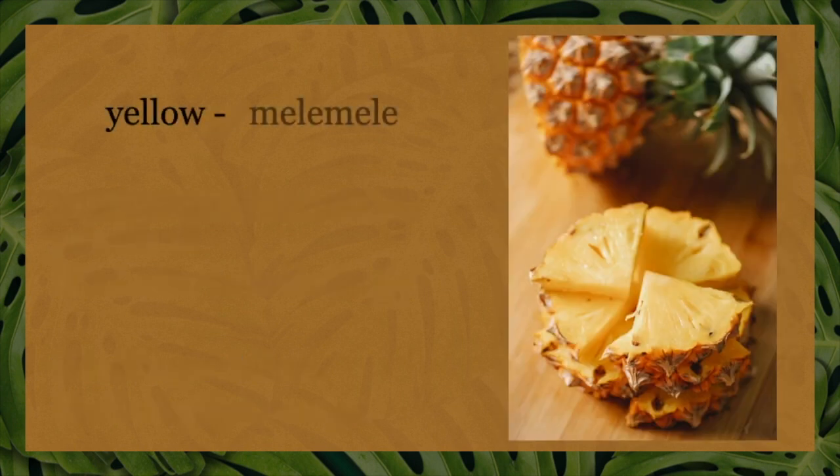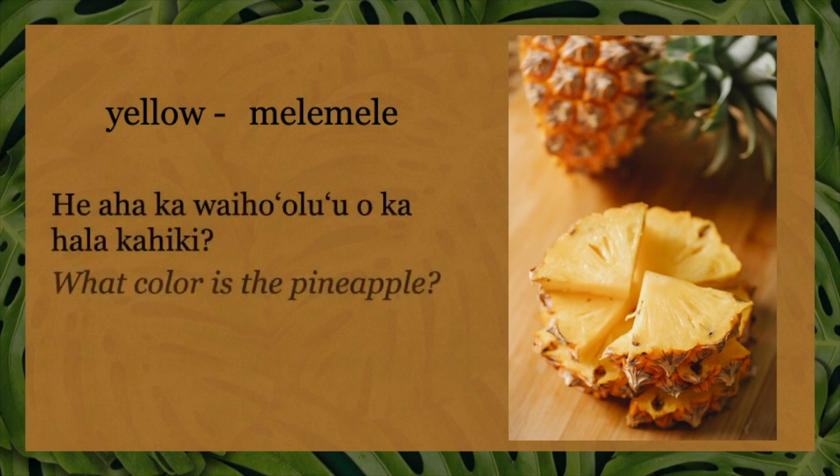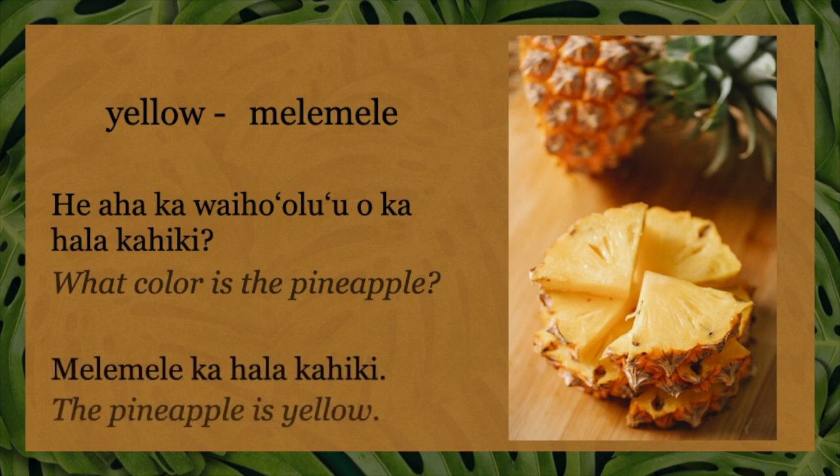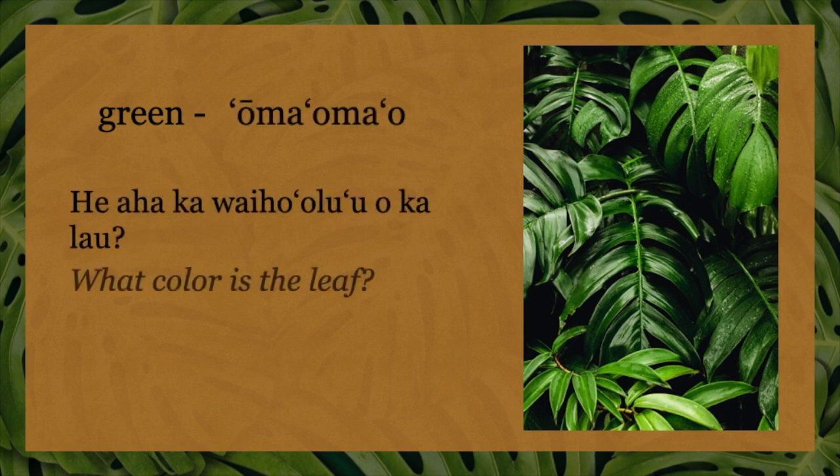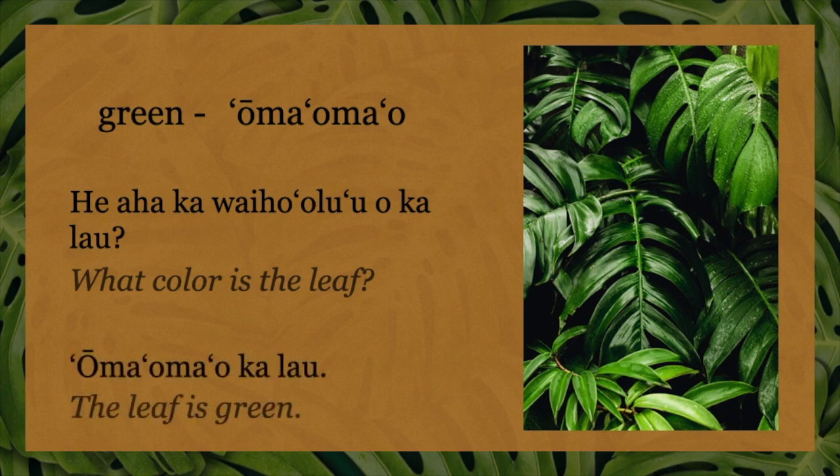Yellow, mele mele. He aha ka Waiho'olu'u o ka hala kahiki. What color is the pineapple? Mele mele ka hala kahiki. The pineapple is yellow. Green, o ma'o ma'o. He aha ka Waiho'olu'u o ka lau. What color is the leaf? O ma'o ma'o ka lau. The leaf is green.